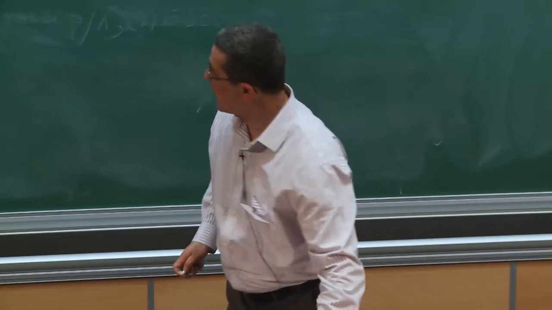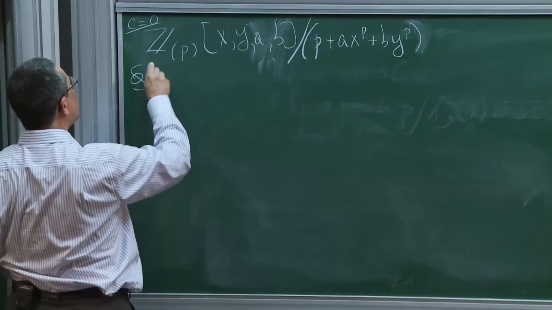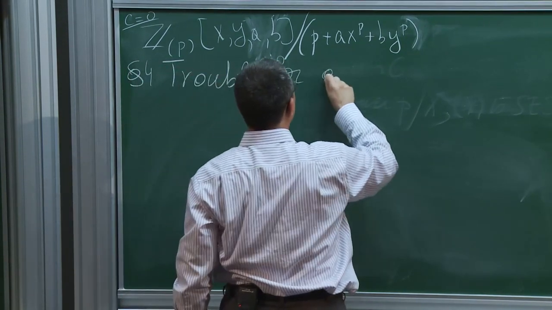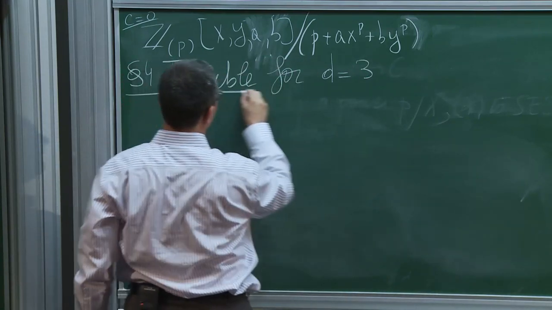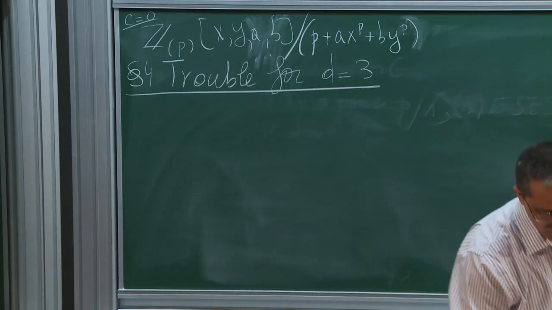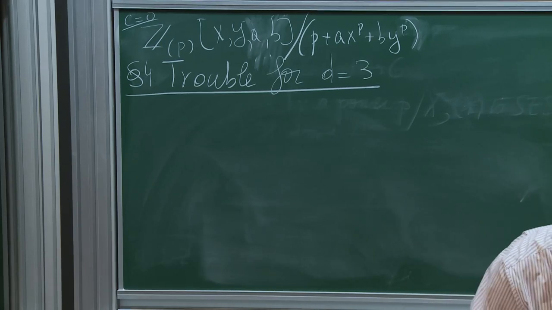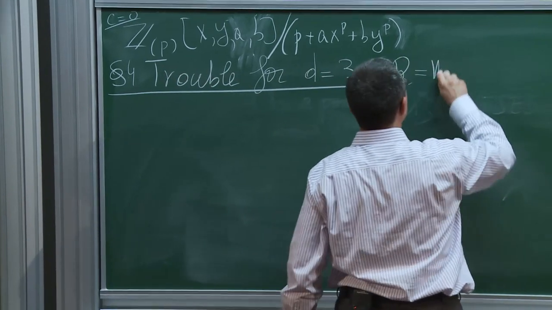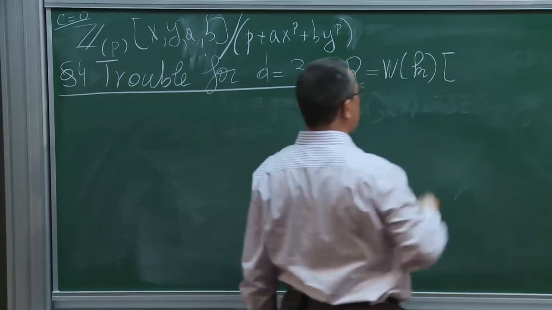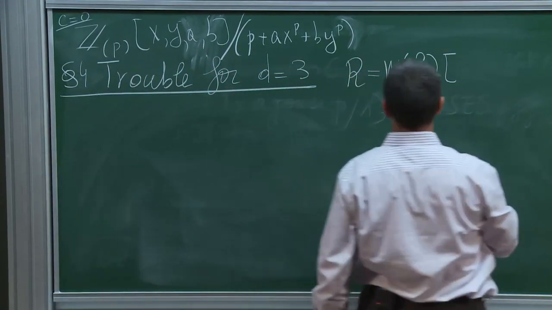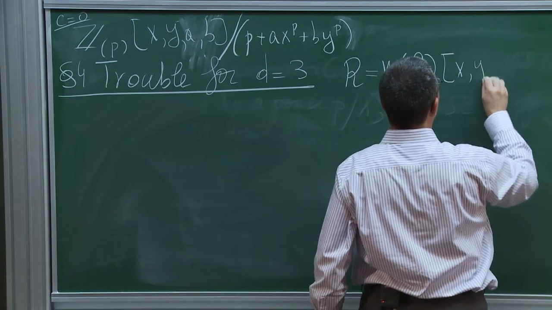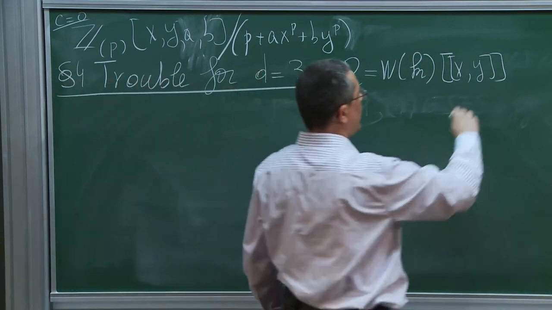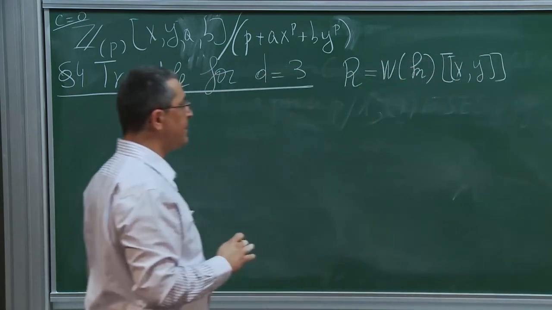So now let's move to higher dimension, 4. Let's understand what is the trouble for dimension 3. This is a second gap, you could say, in the book I have mentioned before. So let's consider the simplest case, where R is W of K. Doesn't matter if it is algebraically closed, perfect, so that I can keep writing W instead of C. We can put two variables. So it's of dimension 3.